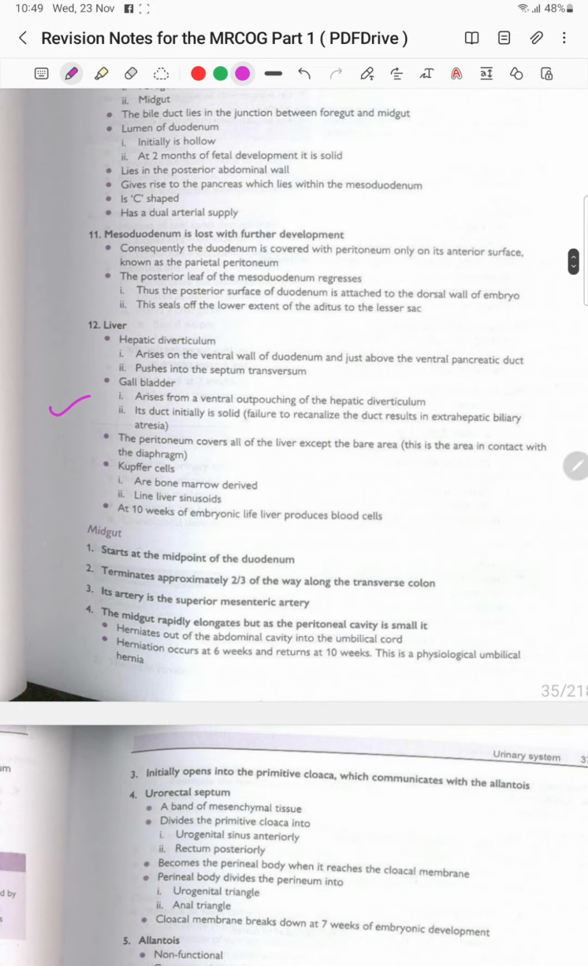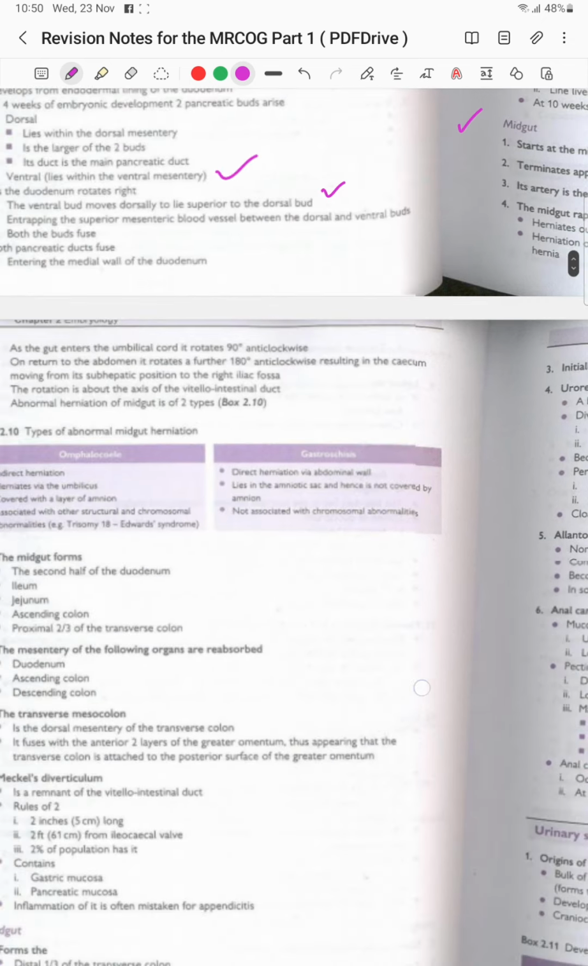Now moving towards the midgut. It starts at the midpoint of the duodenum and terminates approximately two-thirds of the way along the transverse colon. Its artery is the superior mesenteric artery, and the midgut rapidly elongates. But as the peritoneal cavity is small, it herniates out of the abdominal cavity into the umbilical cord. Herniation occurs at 6 weeks and returns at 10 weeks. This is the physiological umbilical hernia.